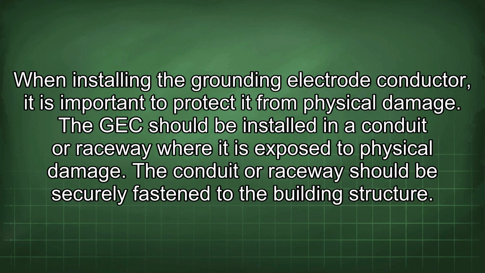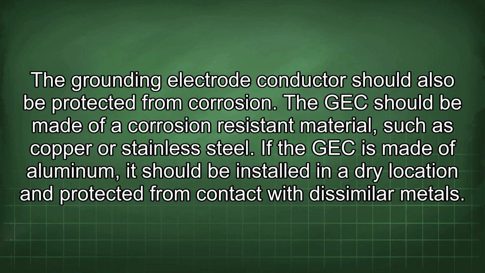When installing the grounding electrode conductor, it is important to protect it from physical damage. The GEC should be installed in a conduit or raceway where it is exposed to physical damage. The conduit or raceway should be securely fastened to the building structure. The grounding electrode conductor should also be protected from corrosion. The GEC should be made of a corrosion-resistant material, such as copper or stainless steel. If the GEC is made of aluminum, it should be installed in a dry location and protected from contact with dissimilar metals.